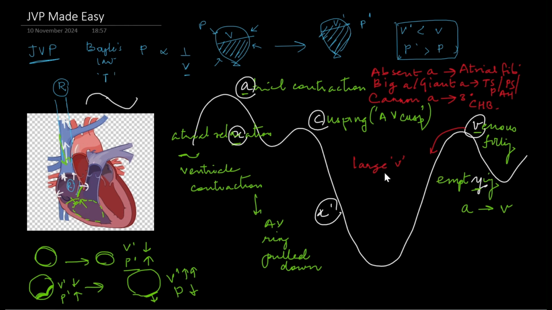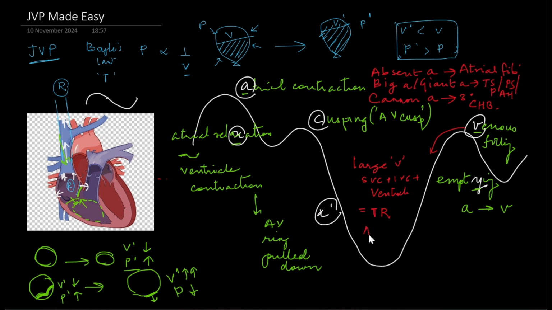So when the venous filling is not only occurring with the SVC and IVC, but it's also occurring a reverse venous filling from the ventricles. When will that happen? Whenever there is a regurgitation. So a very large V wave is seen in tricuspid regurgitation because the venous filling is not only occurring from the superior and inferior vena cava, but also from the ventricles. That is seen in tricuspid regurgitation.